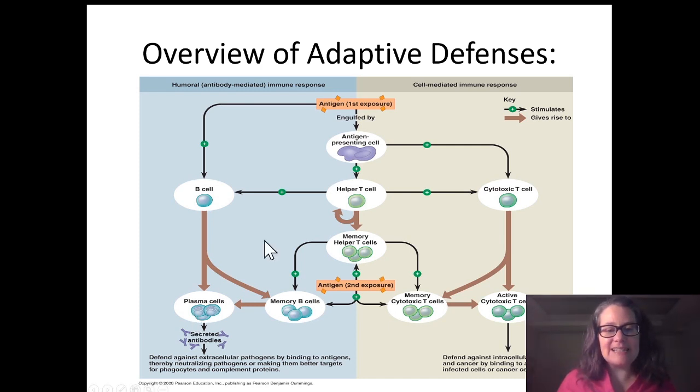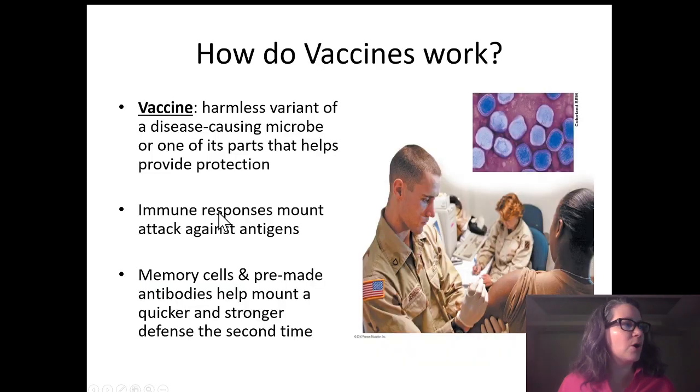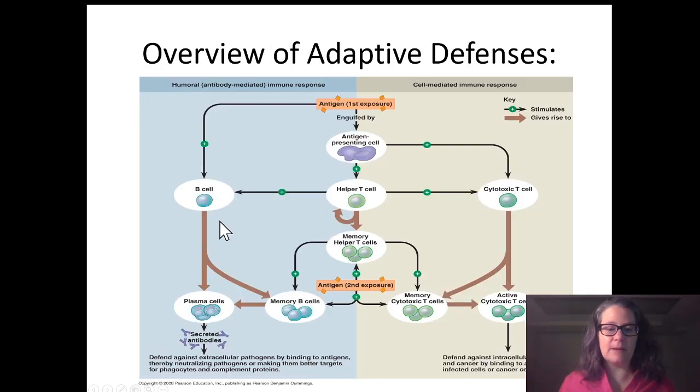Now, if you notice, this is your primary response, and oftentimes this takes a few days for your body, not only for your presenting cells to present to the helper T cells, but for the helper T cells to also activate all these other lines along here, your B cells and your cytotoxic T cells, so that you can deal with this pathogen. Because this takes a number of days, let's say 4 or 5 days, you get sick.